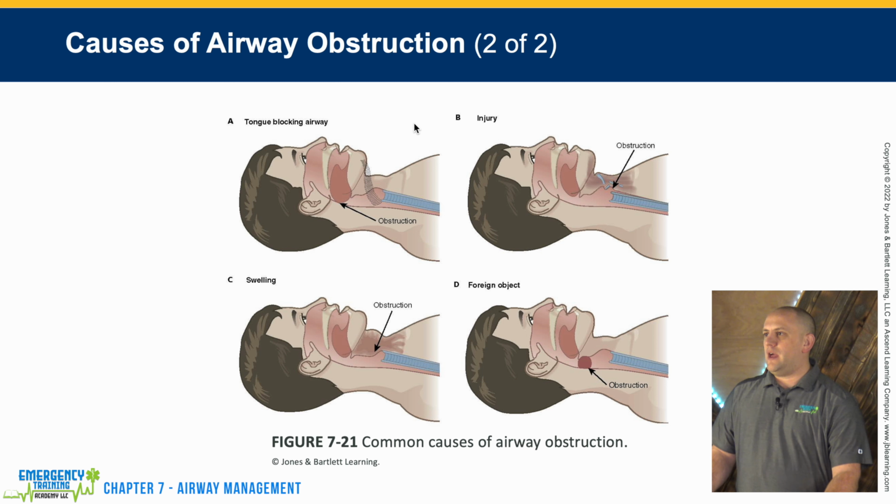Here's a crosscut diagram just kind of showing some different types of airway obstructions that we could see. The first we've already seen, our tongue causing an airway obstruction. We can also have injury to the neck, which may cause an obstruction. We can have obstructions from soft tissue swelling, creating pressure under the jaw and in the neck.